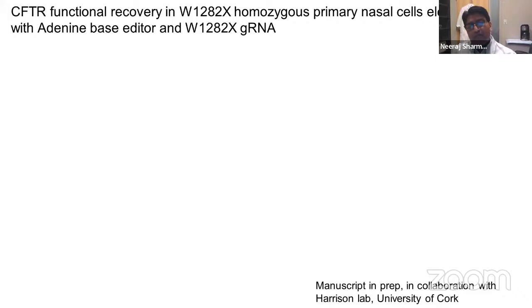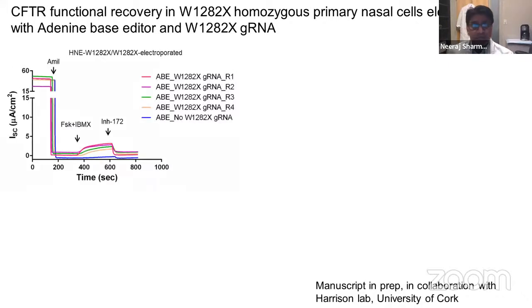This is work that I have done in collaboration with Patrick Harrison from University College Cork in Ireland. What we are showing here is that when no guide RNA was added, shown here in the blue line, there is no recovery of CFTR function because W1282X is a disease-causing variant. Interestingly, when the W1282X guide RNA with this base editor was used, you see the recovery of function. These are 4 different replicates we have seen, and after adding forskolin and IBMX, there is a recovery of CFTR function.